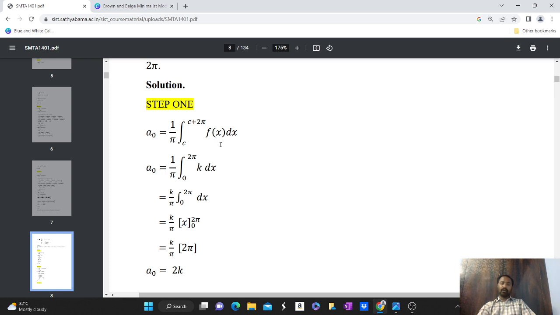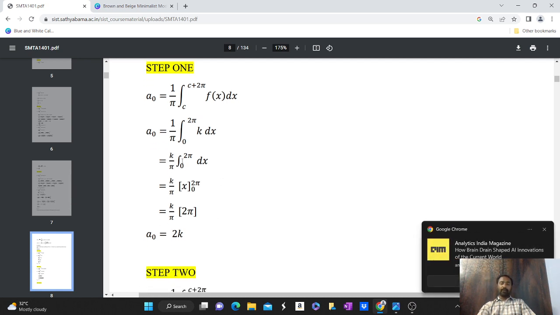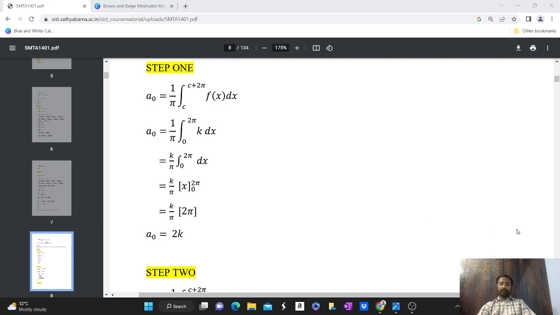What is the value of f of x? k into dx. So k is constant, taking it outside the integral, we get k by pi integral over dx. Integration of dx is x. So substituting the values, upper limit is 2 pi and lower limit is 0. So we get a naught equal to 2k. This is the first value.